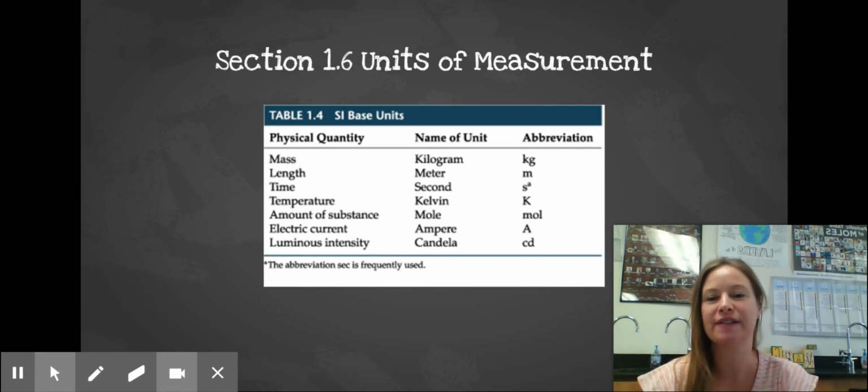This video covers section 6 of chapter 1, AP Chemistry. And section 6 is about the units of measurement.